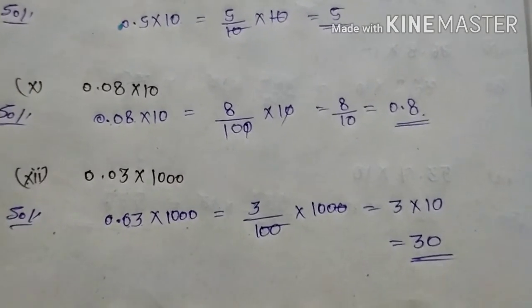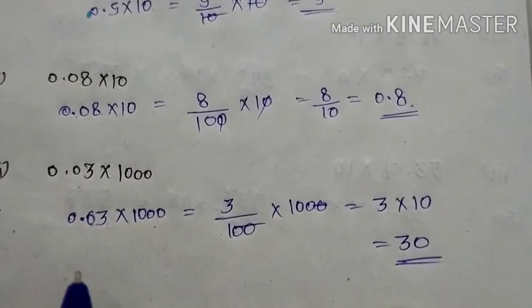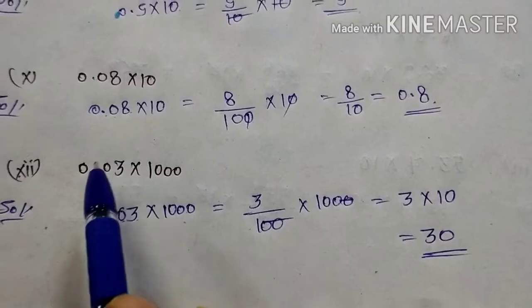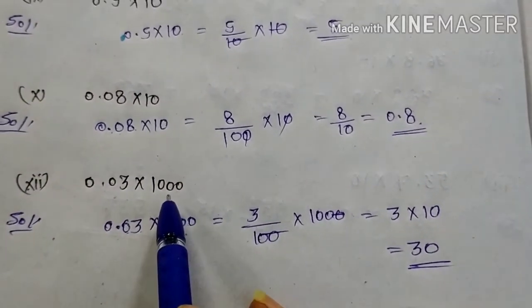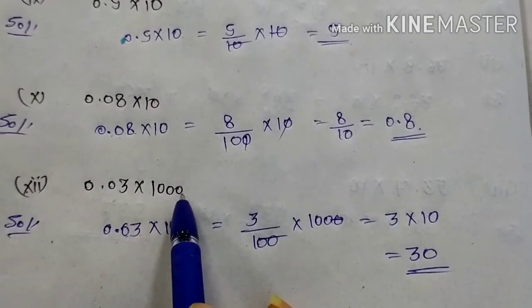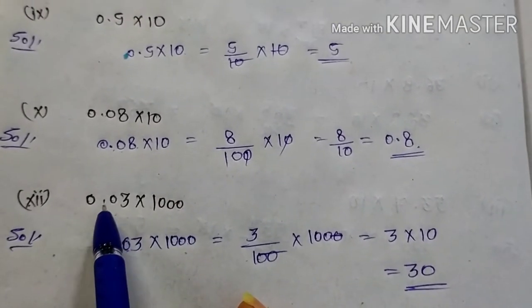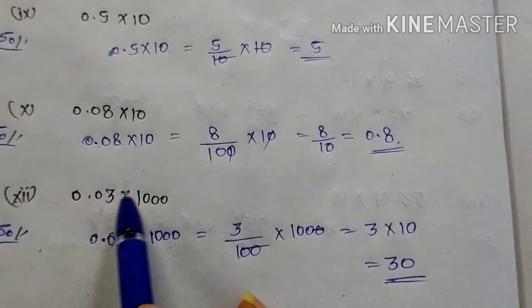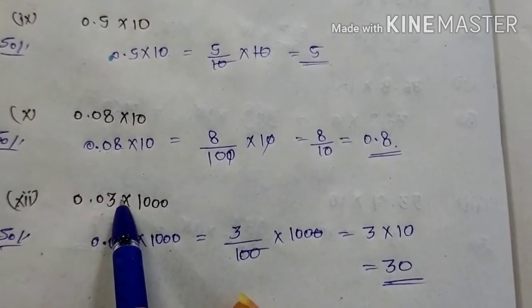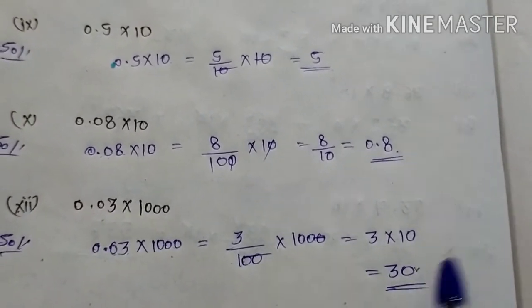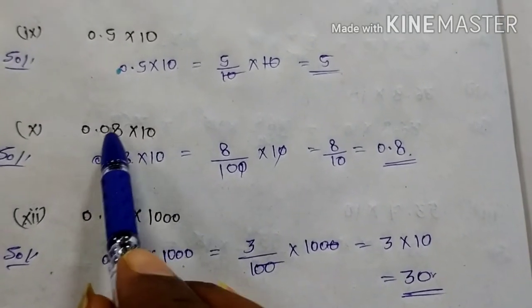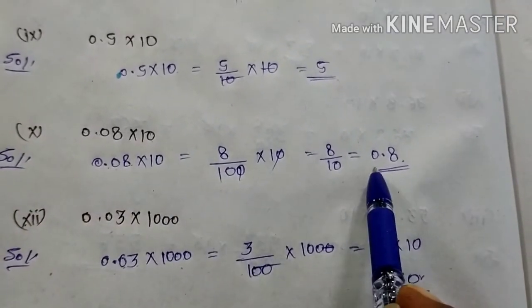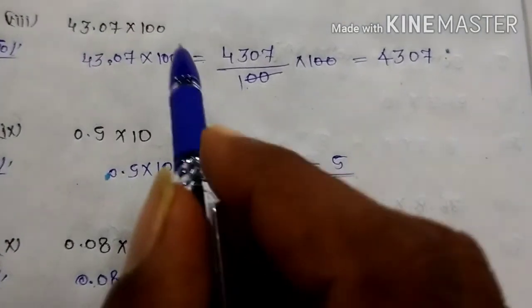Just observe here, these are very easy problems. Whenever you are multiplying a decimal number by 10, 100 or 1000, just see how many zeros there are. Here there are 3 zeros, so the decimal point moves to the right 3 places. 1, 2, 3. That means your answer is 30. Yes or no? Yes. Here also, if you are multiplying with 10, the decimal point moves to the right one place. 0.8 is your answer. You need not do the working; just by observation you can say it.